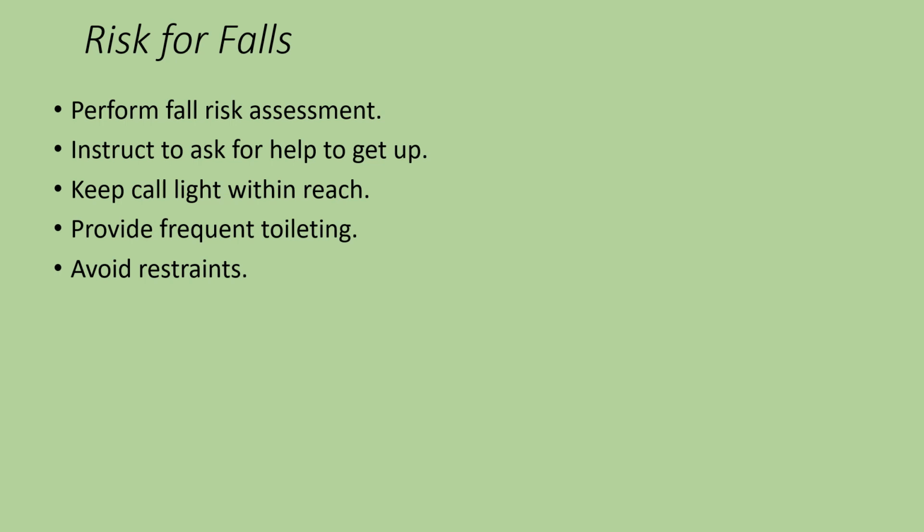And here's another one, risk for falls, and this is related to change in mobility, sensation, or confusion. The expected outcome for this nursing diagnosis is the patient will remain safe and free from falls. Your interventions would include performing a fall risk assessment according to the agency policy, to identify patients at risk. Instruct the patient and family to call for help before the patient gets up so the staff can assist. Keep the call light and other essential items within the patient's reach to prevent falls while trying to access the needed items.